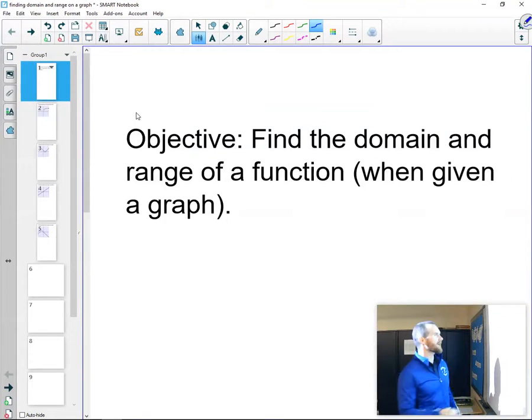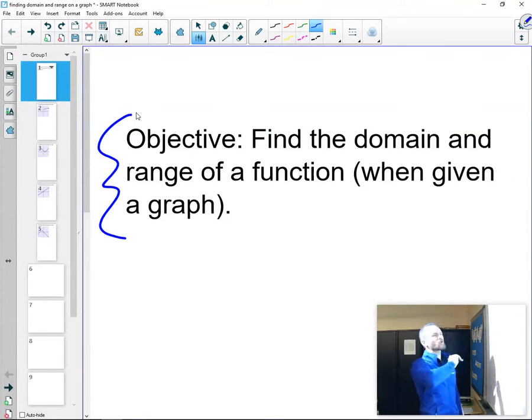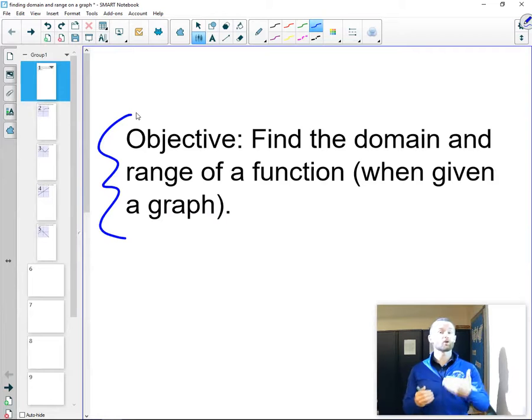After this lesson we should be able to find the domain and range of a function when given a graph. This is a really critical skill, not just for algebra, but also for pre-calc and calculus. Students who are prepared for those higher level math courses need to be able to look at a graph and figure out, okay, what's the domain of this function? What's the range of this function?